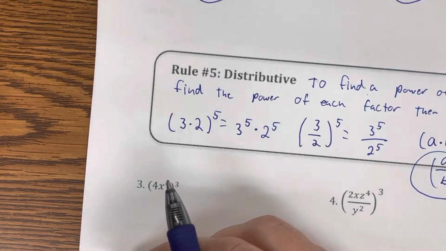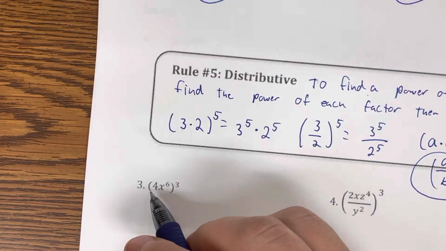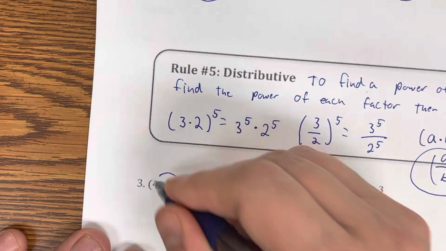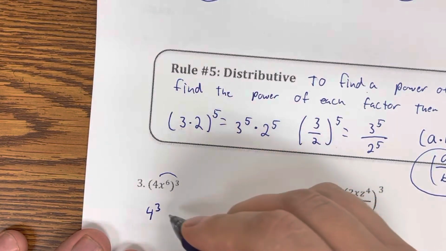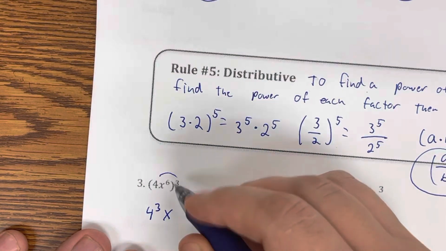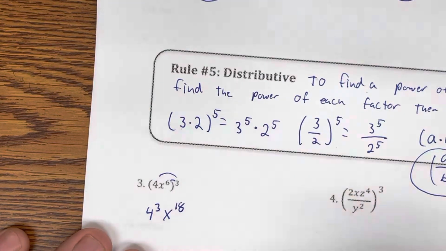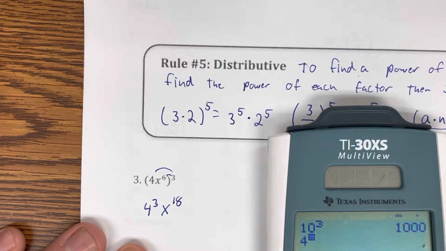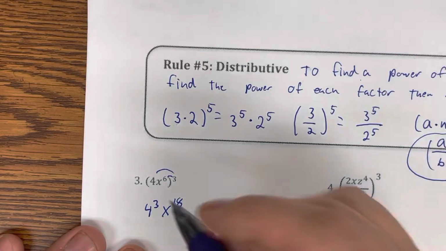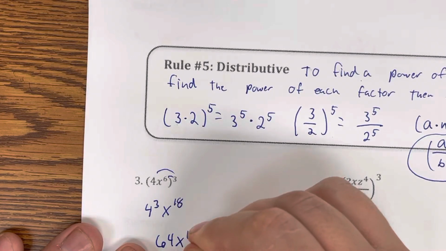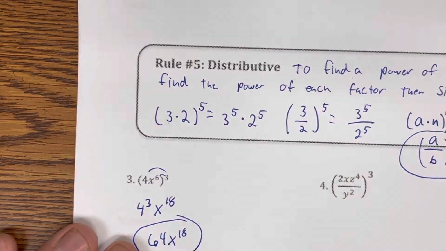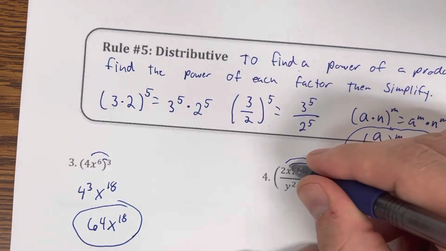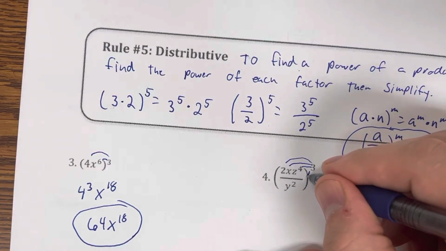So our first example, 4 is a factor, so don't forget about this coefficient out in front. 4 has to get raised to the 3rd too, so that's 4 to the 3rd, and x to the 6th times 3, 18. Now 4 to the 3rd is not a very big number, so I'm going to figure out what that is. 4 to the 3rd is 64. So that's 64 x to the 18th.